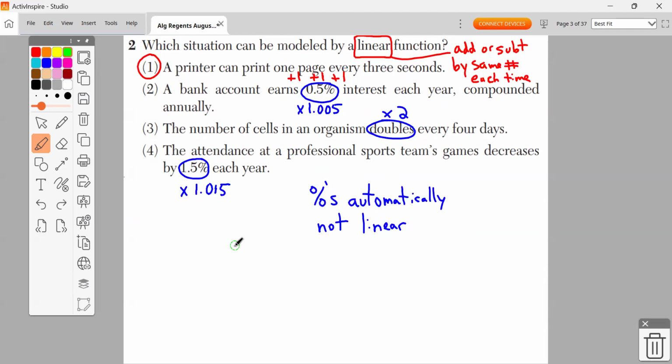A printer can print one page every 3 seconds. So plus 1, plus 1, plus 1, plus 1. Every 3 seconds, it spits out a page. So that would form a line. It would not be choice number 2.